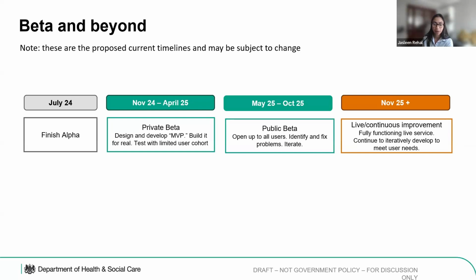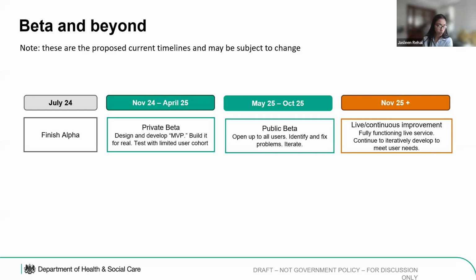And so that will be about a 6 months program of developing, which is what we call private beta, which is where we develop our minimum viable product, build it and test it for real. But this will only be tested with a limited user cohort. And then you go through to public beta, which is when you open it all up to all users.